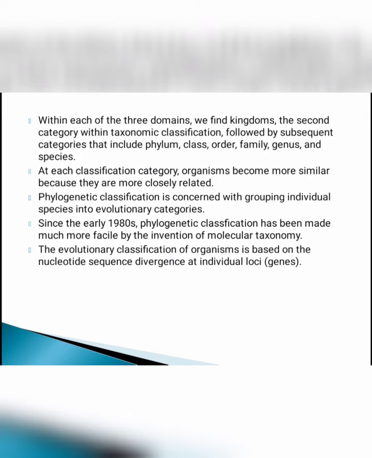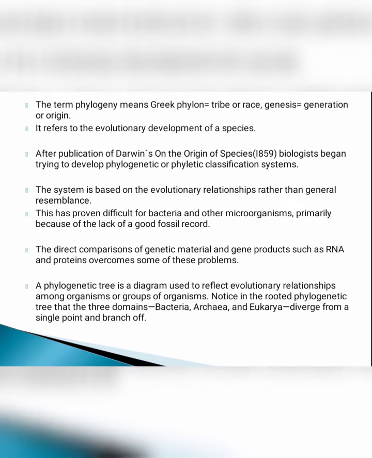Since the early 1980s, phylogenetic classification has been made much more facile by the invention of molecular taxonomy. The evolutionary classification of organisms is based on the nucleotide sequence divergence at individual loci, that is genes. The term phylogeny comes from the Greek phylon, that is tribe or race, and genesis means generation or origin. It refers to the evolutionary development of a species.